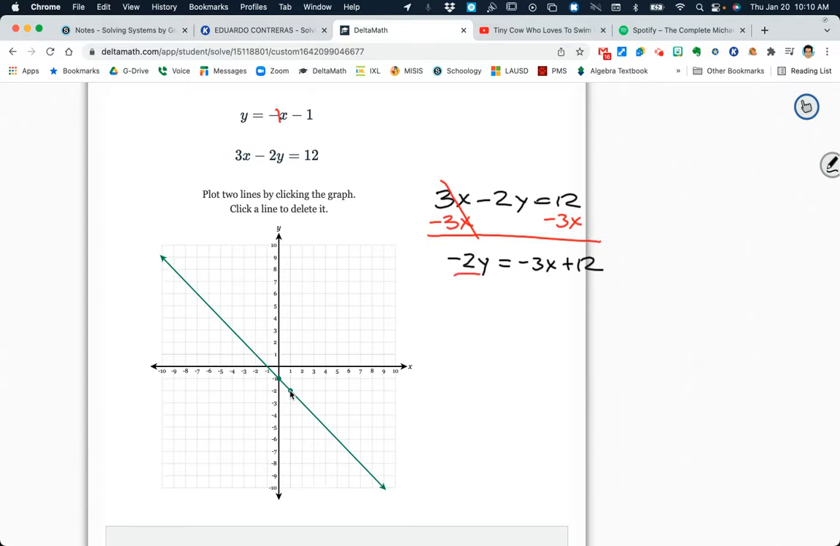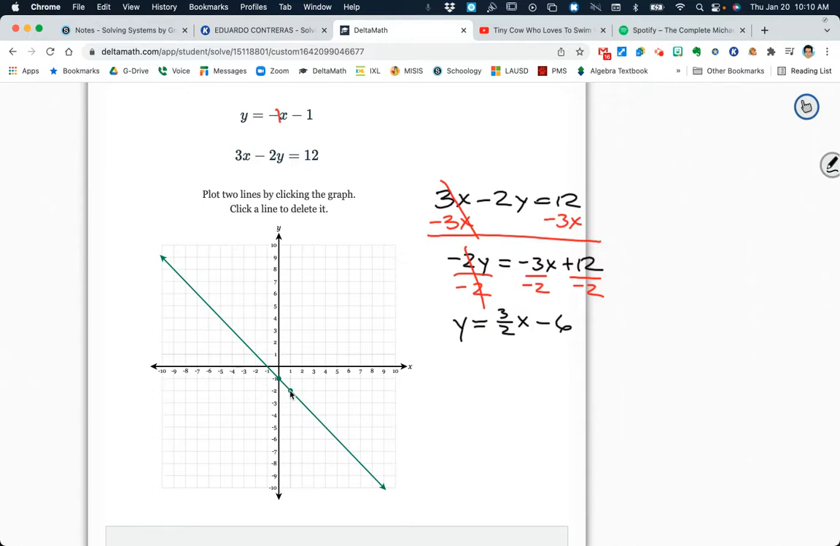We have to divide. On the other one, we didn't have to. This one, no choice. Okay, so I have negative 3 divided by negative 2. Negative divided by negative, we'll make that positive. That's positive 3 halves x. Positive divided by negative is negative. 12 divided by 2 is 6. There's my equation now in slope-intercept.